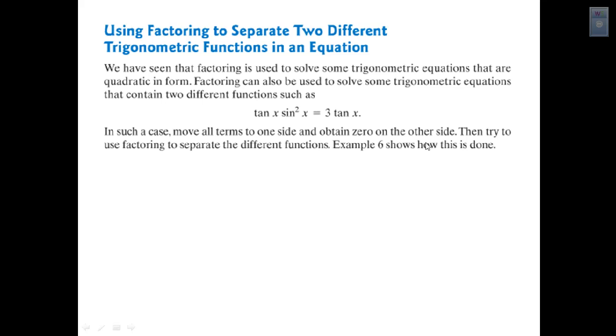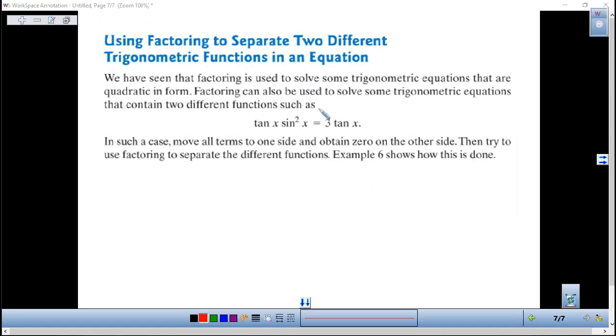Now, the reason I say that, some of you are going to come in here and say, oh, well, I'll just divide by tangent. And now what happened? Well, your tangent goes out completely, and I've solved this so quickly. I'm looking for where sine squared x equals 3. No, you just eliminated some of the solutions. We're looking for where tangent x times sine squared x equals 3 times tangent x. When you do this, you're eliminating all the solutions that would come from the tangent. So you can't do that.